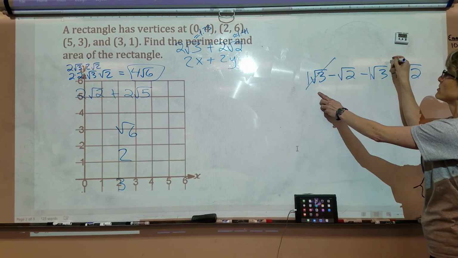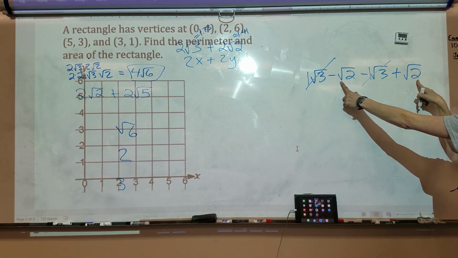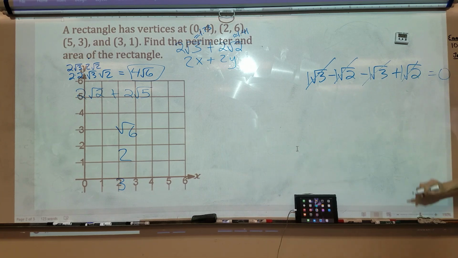So these two cancel each other out. I have a negative root 2 plus a root 2. So I have one of those and one of those. They're going to cancel each other out. So in all, it's 0.